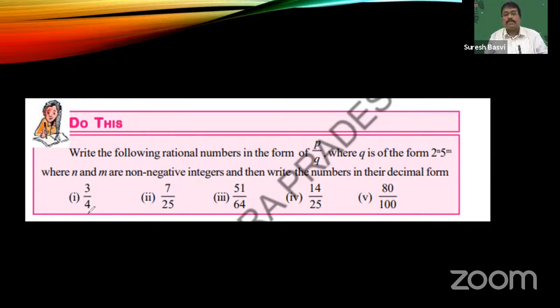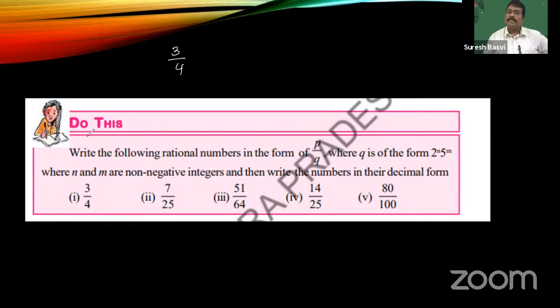Okay. So 3 by 4. Write the following rational numbers in the form of p by q, where q is of the form 2 power n into 5 power m, where n and m are non-negative integers, and then write the numbers in their decimal form. So first one is 3 by 4.